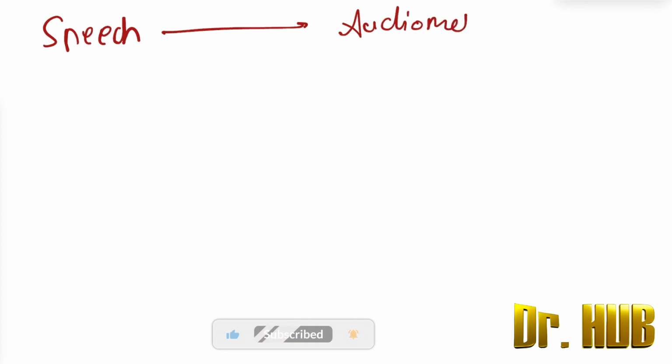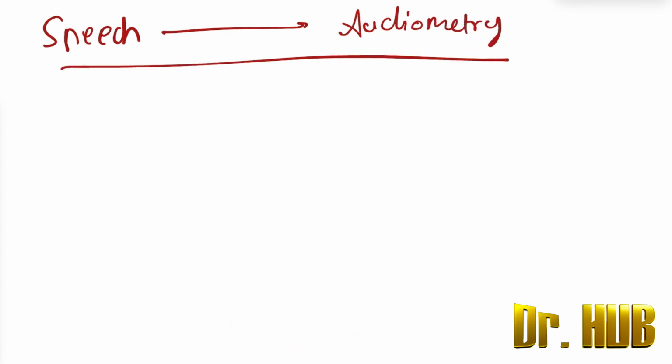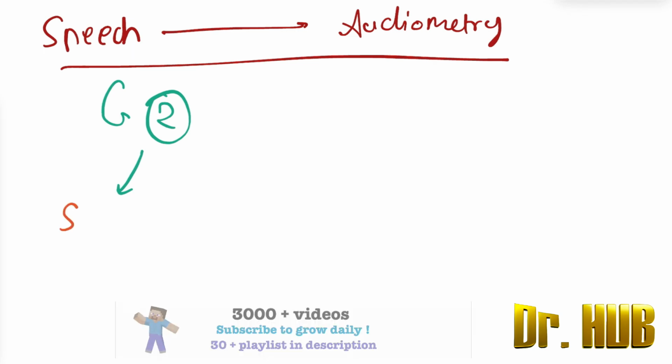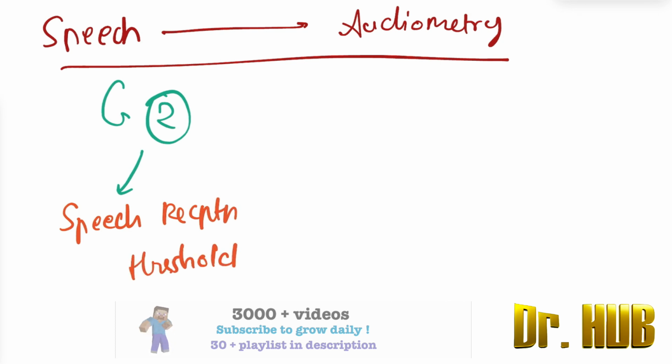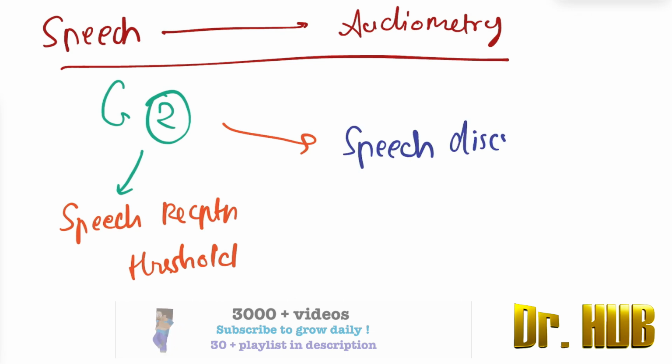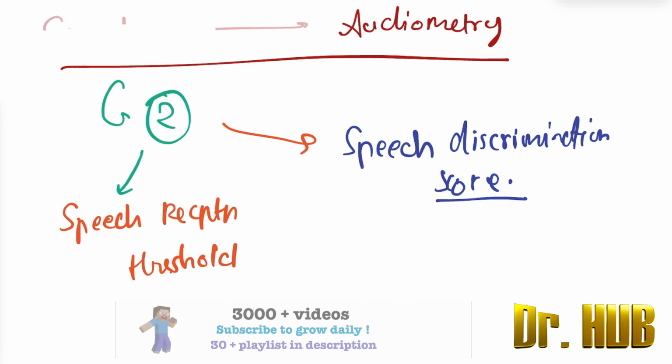Today we look at speech audiometry. Speech audiometry consists of two components. So what are they? First is the speech reception threshold. Next is going to be the speech discrimination score. So let's look at each of them in detail.